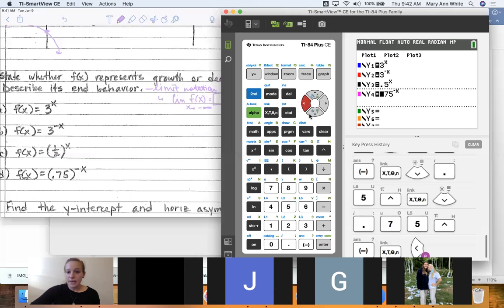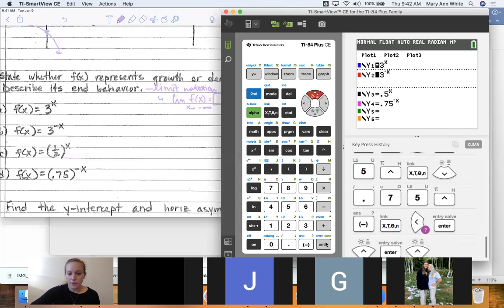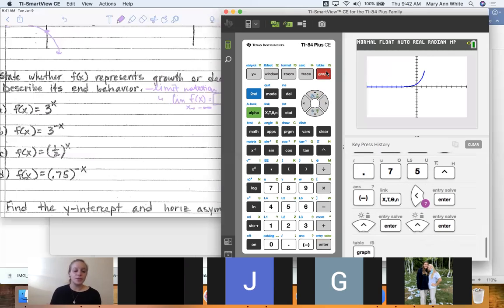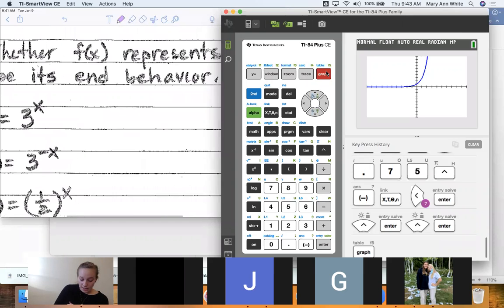Okay, I've got all my graphs in, but I'm going to turn off all the ones except for the first one, just so I don't get too confused with too much going on. So I've got 3 raised to the x. This is going to be the exact same as my 2 raised to the x, but if you notice, it's a little bit steeper of an increase than the 2 was. So it just goes up a little bit quicker. 3 raised to the x, growth versus decay. As I move across the page, just like you would read a book, I think about, is it increasing as I go across the page from left to right, or is it decreasing? In this case, it's increasing, which means that it is a growth.